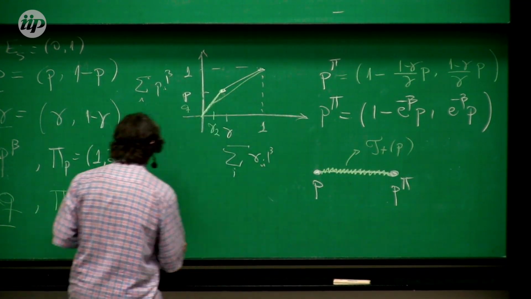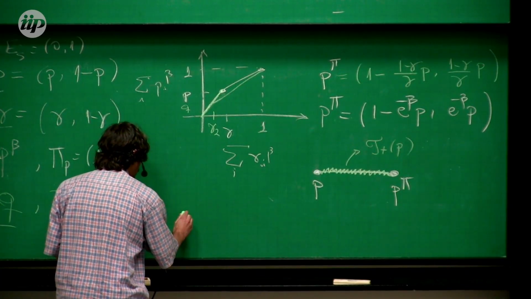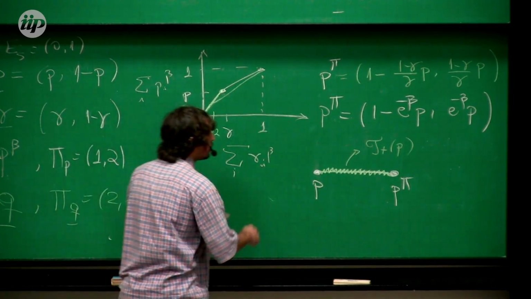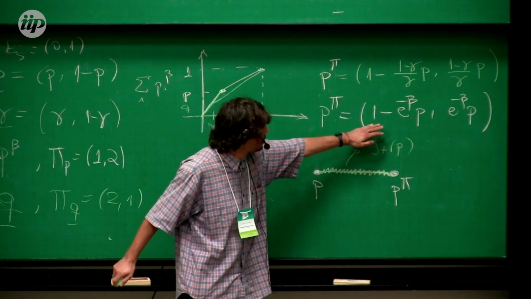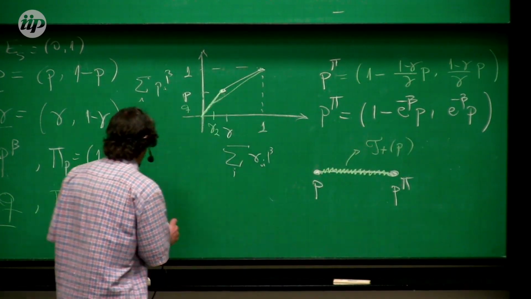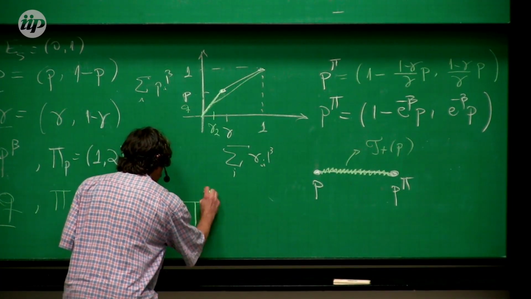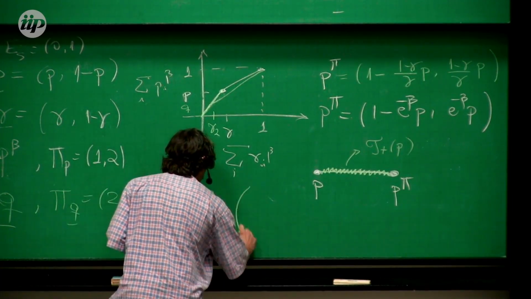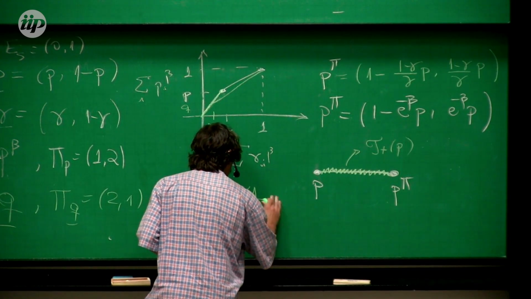And then we can make a simple exercise where we try to construct the Gibbs-preserving matrix that sends p into p pi. If we do this, we get the beta swap, which is 1 minus.